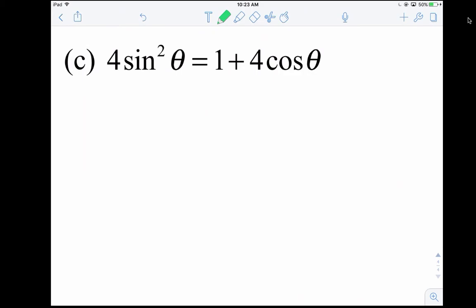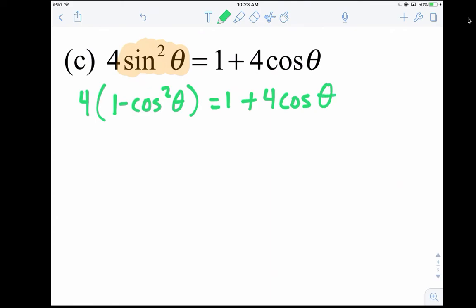So letter C, I see that I have cosine and sine function. You really can't change the cosine function, but you can change the sine squared function so that it's in terms of cosine. So what you can do is change that to be 4 times 1 minus cosine squared. By doing that, you now have the same function across the board. So that's 4 minus 4 cosine squared is equal to 1 plus 4 cosine.